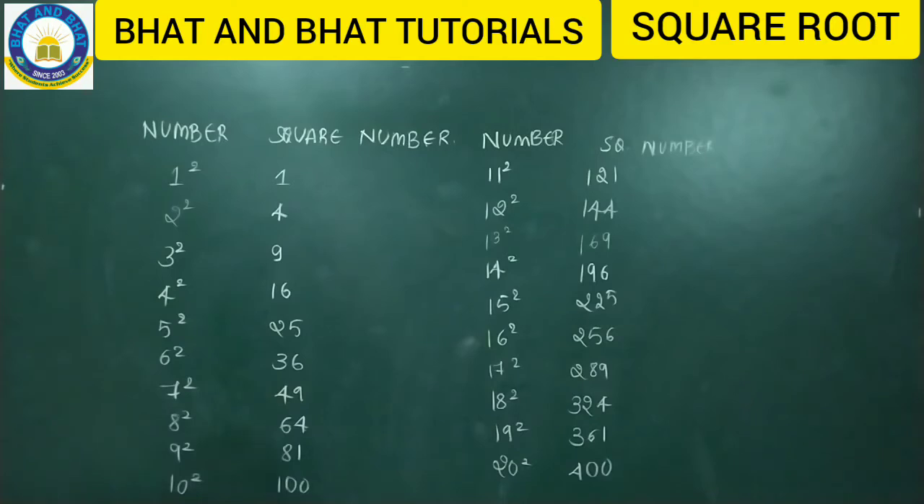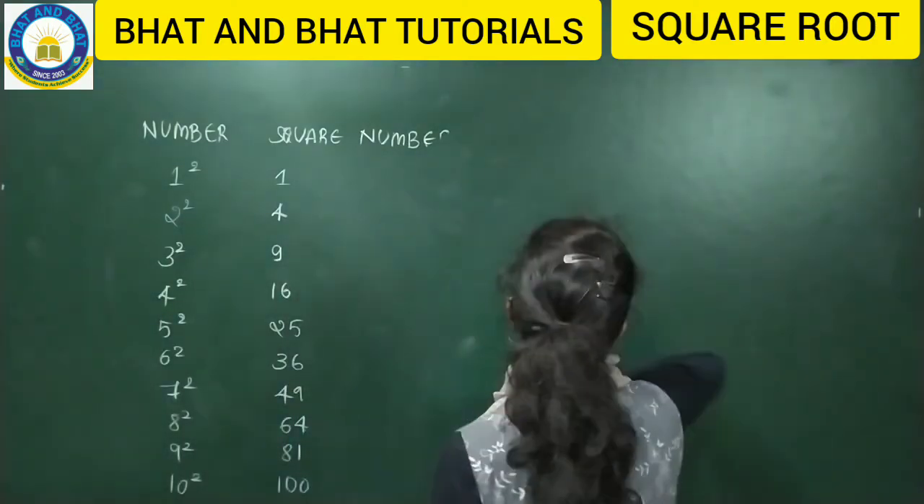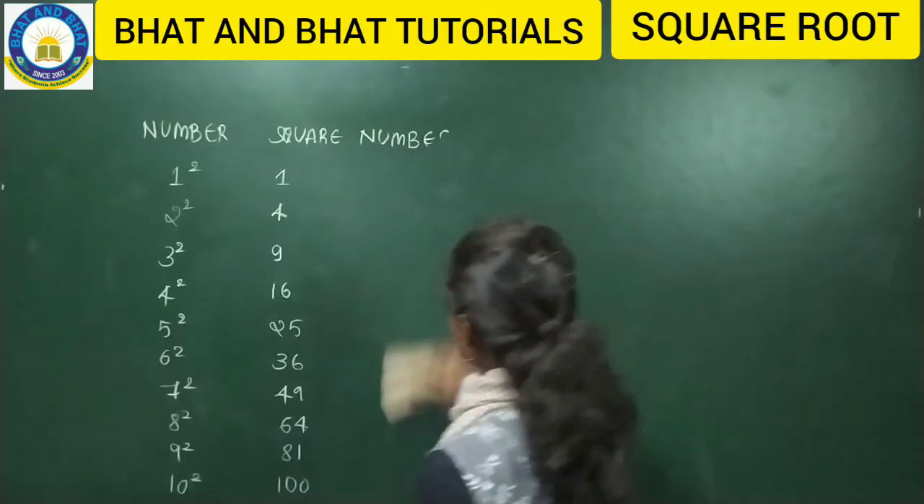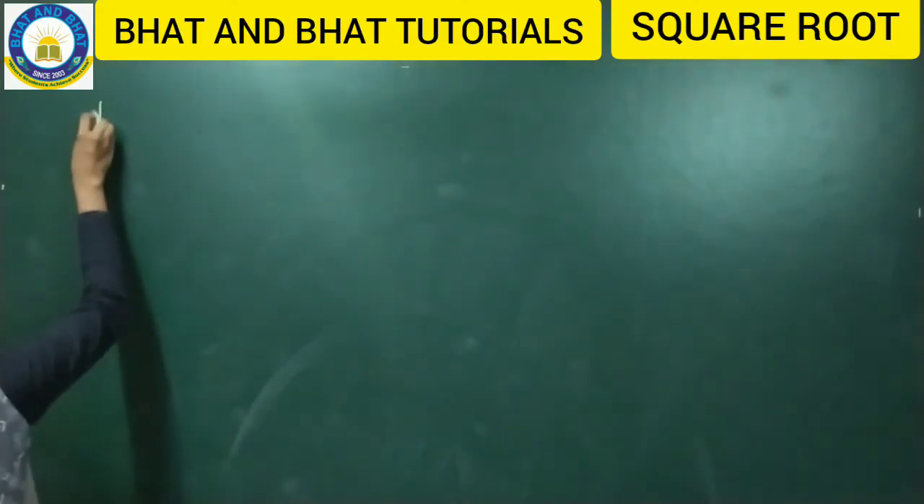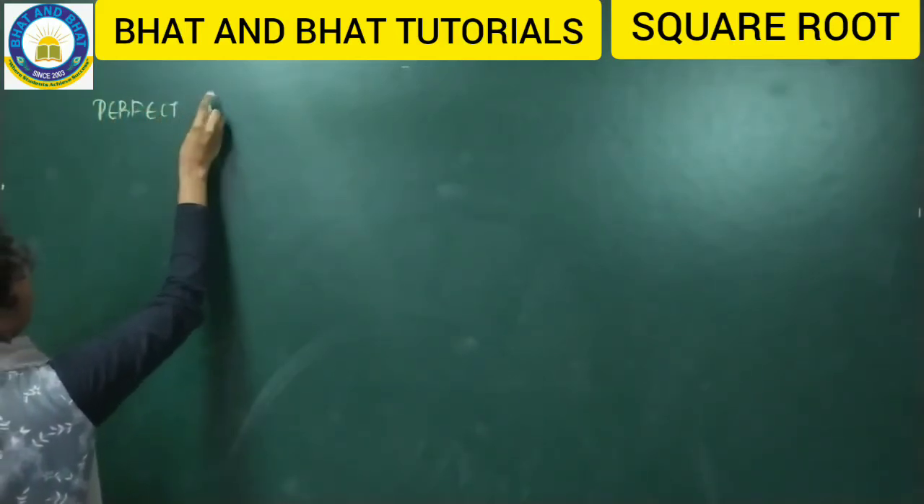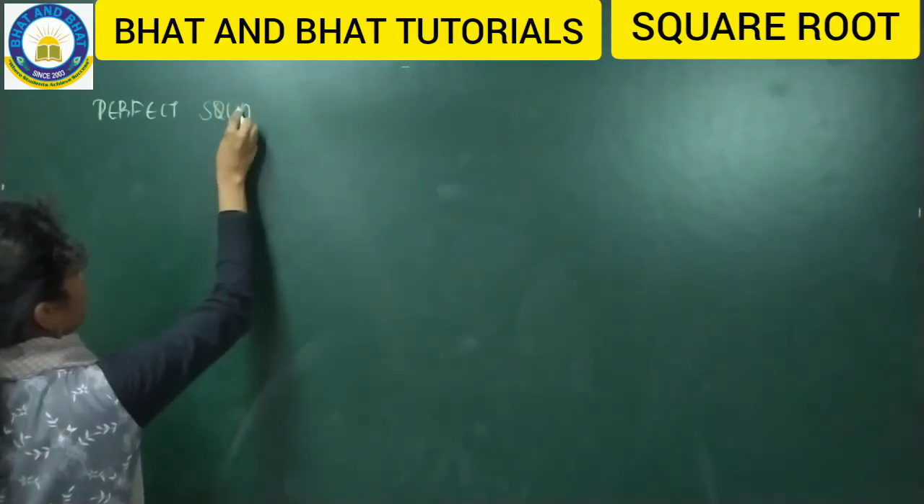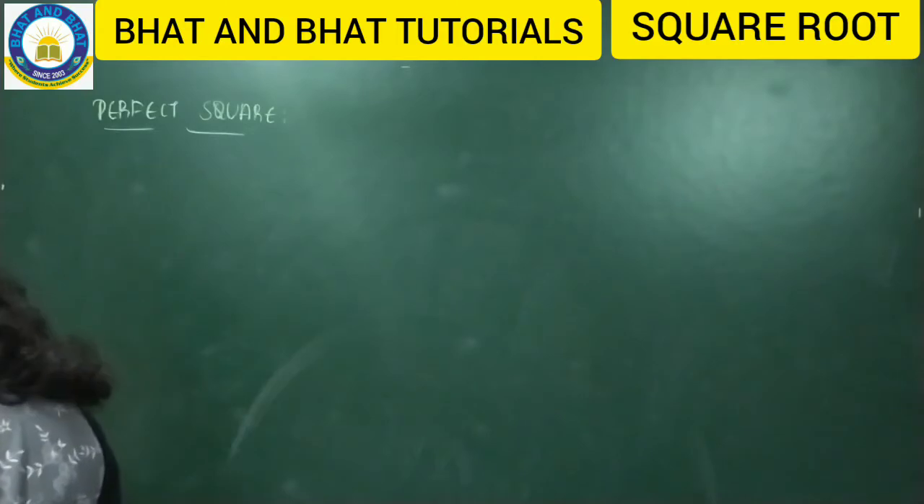Fine. Hope you all copied this. Now I'll move on to the next part. The next part is about the perfect square. So ma'am, what is a perfect square? We'll learn that. Now we'll know about the next concept, that is perfect square. So what is a perfect square?